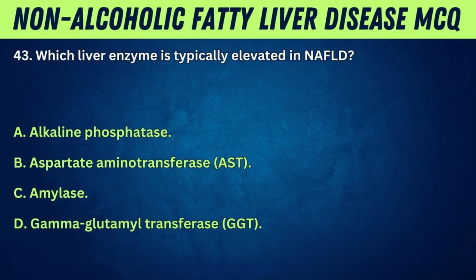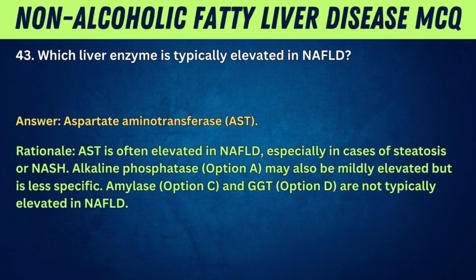43. Which liver enzyme is typically elevated in NAFLD? A. Alkaline phosphatase. B. Aspartate aminotransferase, AST. C. Amylase. D. Gamma-glutamyl transferase, GGT. Answer: aspartate aminotransferase, AST. Rationale: AST is often elevated in NAFLD, especially in cases of steatosis or NASH. Alkaline phosphatase, option A, may also be mildly elevated, but is less specific. Amylase, option C, and GGT, option D, are not typically elevated in NAFLD.